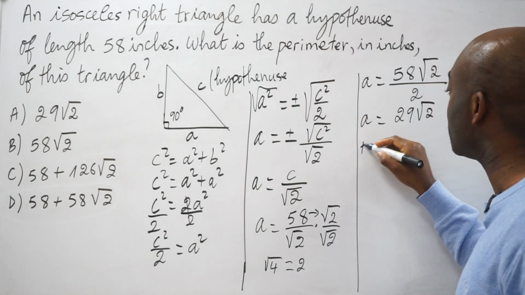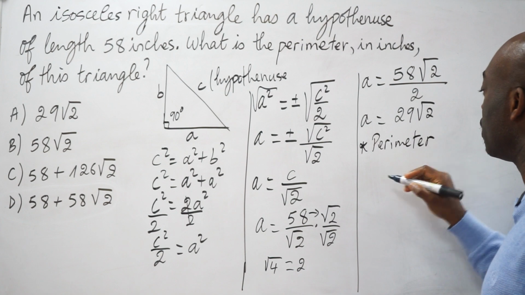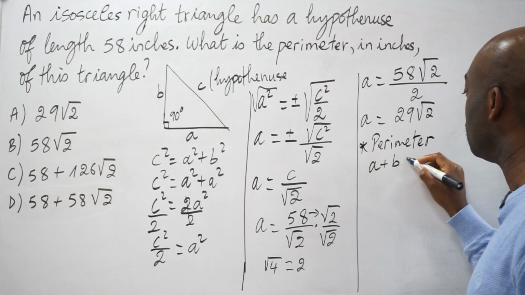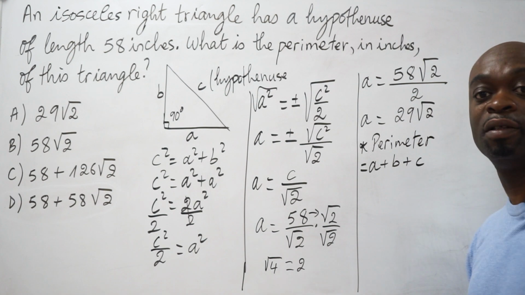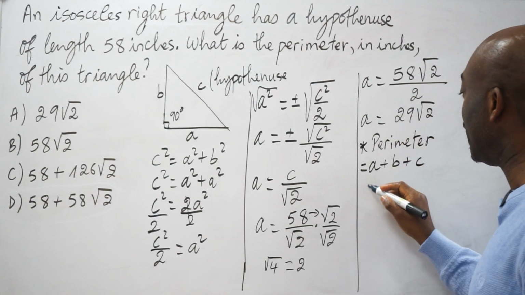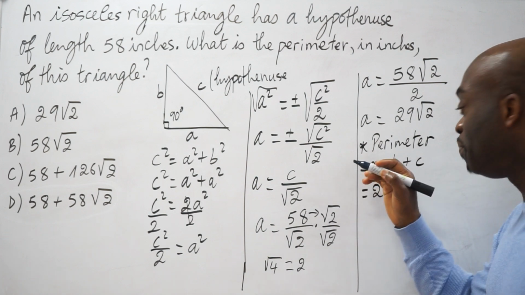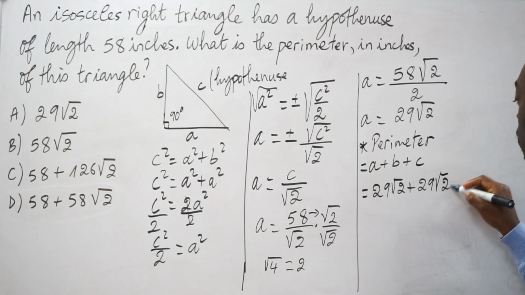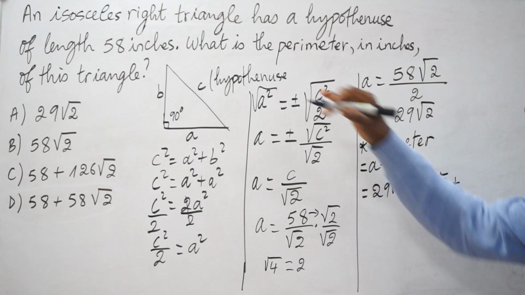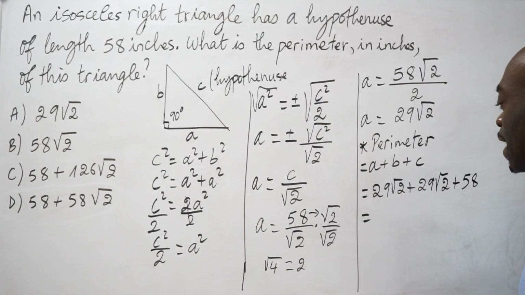So the perimeter is equal to what? So the perimeter equals to A plus B plus C. All right? So that is equal to that. Now what is A? We know A is equal to 29 square root of 2. B is the same thing as A, so that will give you also 29 square root of 2. And then C, ladies and gentlemen, is 58. We good? And now we can do the calculations.